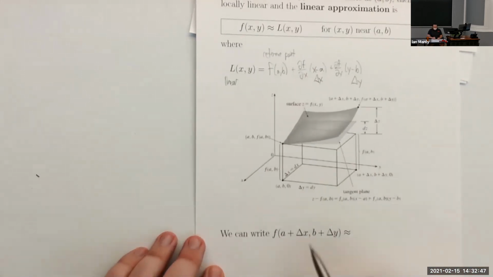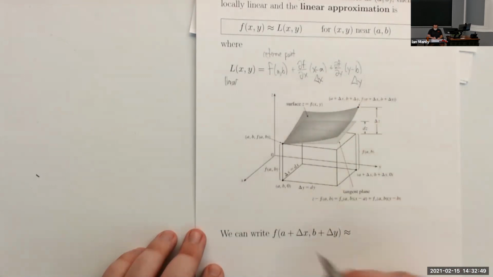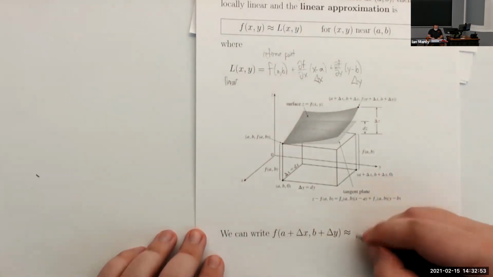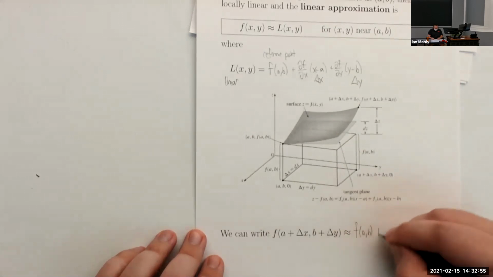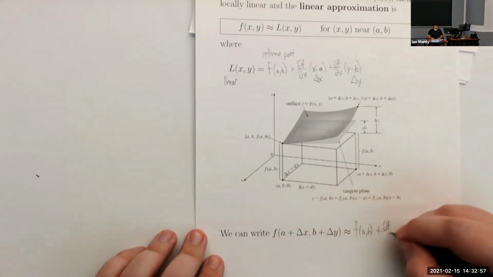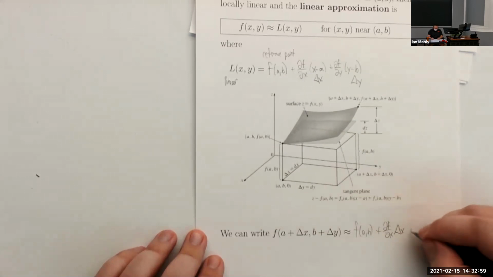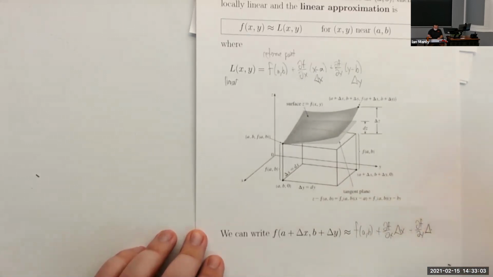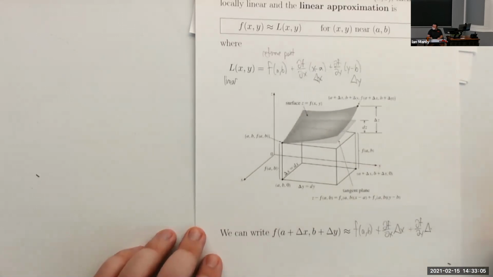Let's see here. And then, oh yeah, I guess I already wrote this up here. But we could write f of a plus delta x, b plus delta y as f of a, b plus partial f, partial x, delta x, plus partial f, partial y, delta y. That's pretty much what I wrote up there already.